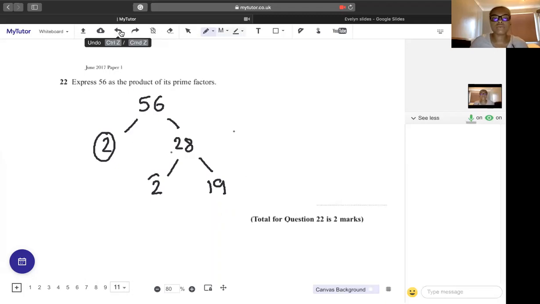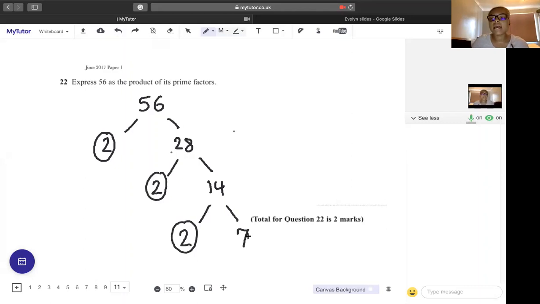Sorry, 14. Going a bit crazy here. 2 times 14. So 2 is a prime number, so we can circle it. And then 14 we can split even further, which is 2 times 7. And 2 is a prime number, and 7 is also a prime number. So we have to circle that one as well. So to write 56 in terms of its prime factors, it would be 2 times 2 times 2 times 7.